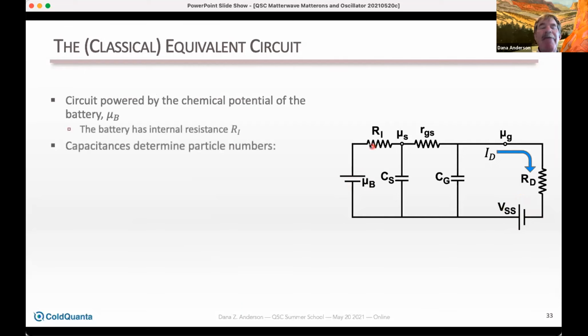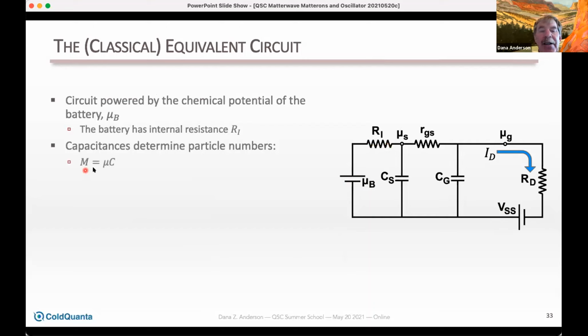A battery, even a perfect battery, has to have an internal resistance. I'm not going to go into that today, but it is a fundamental part, whether it's electronic or atomtronic, that a battery is associated with an internal resistance. And I've represented that here.